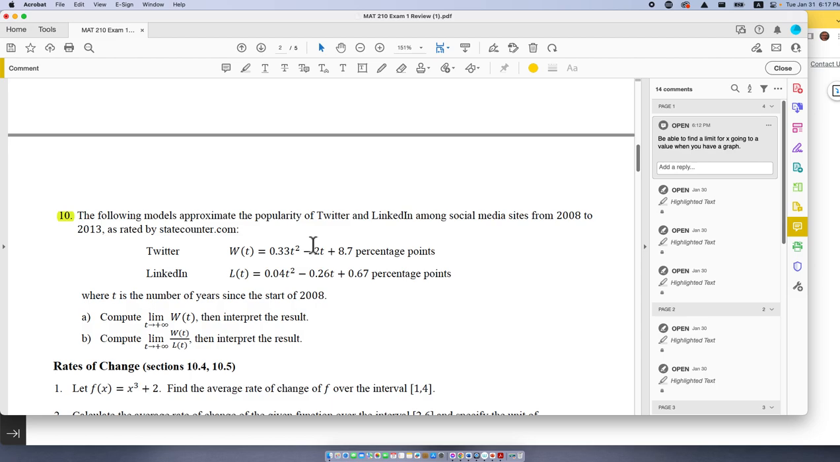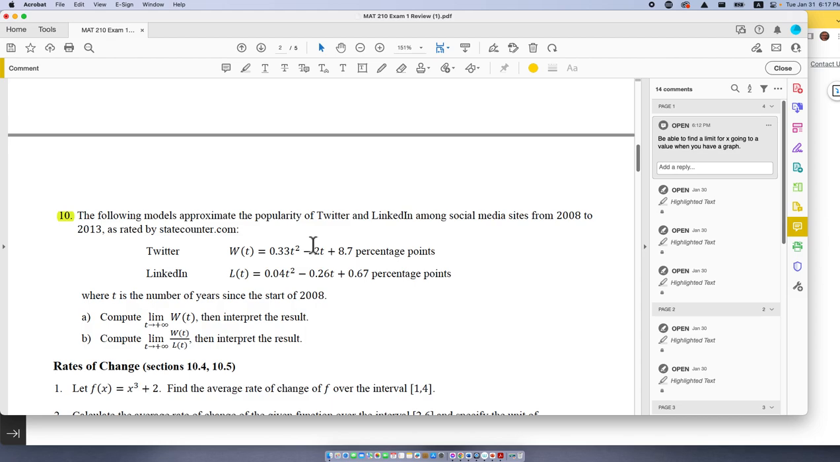Popularity of Twitter and LinkedIn. So if their popularity goes to infinity, what does that mean? They're as popular as can be, I guess. That's their popularity goes to infinity. So it's a matter of saying where does it go, and then connecting what does that mean? What is the output, right? T goes in. So it means in some indefinite period in the future, they'll become so popular. Of course, that doesn't seem to have happened, but times change.